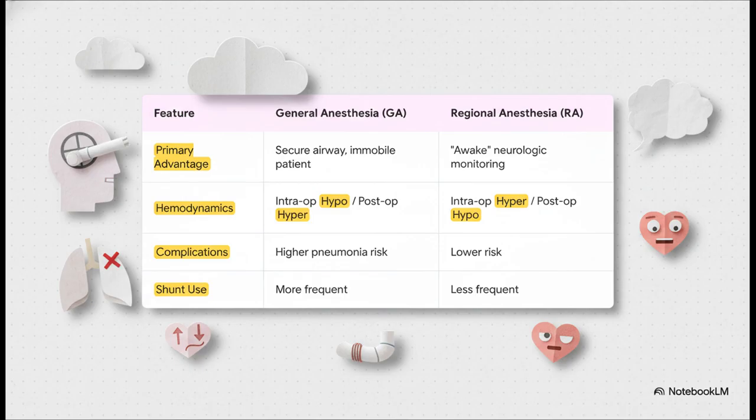And notice the difference in shunt use. It's higher with GA, probably because you have to assume ischemia when your monitors change, whereas with regional, you only shunt if the patient tells you they're having symptoms.